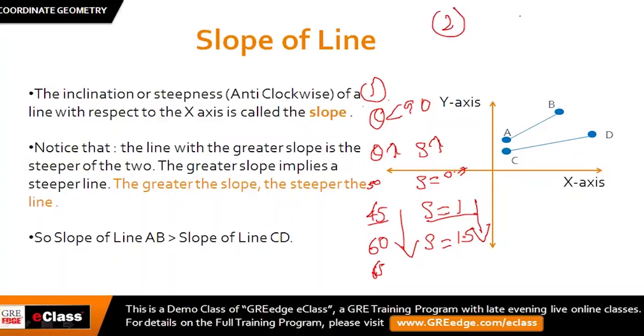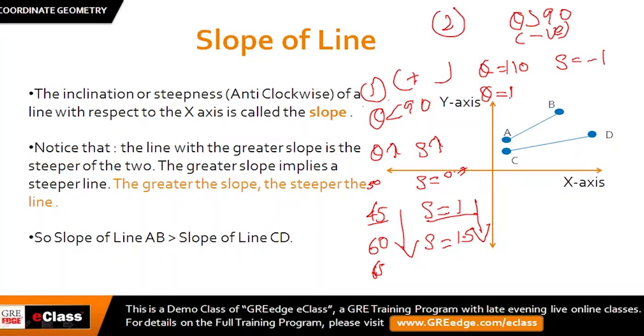The second case: if theta goes greater than 90 degrees, you can note this down, in the first case the slope will be positive. If it goes beyond 90 degrees, then the slope will be negative. For example, if theta equals 110, the slope is going to be minus 1.